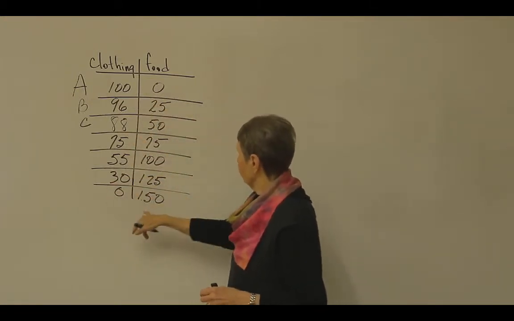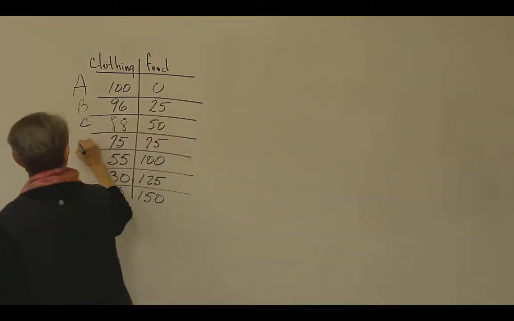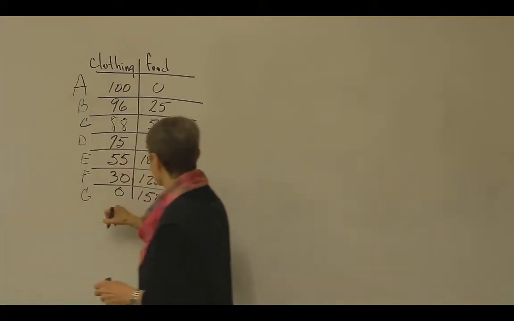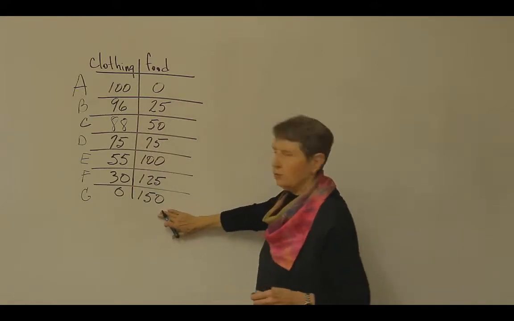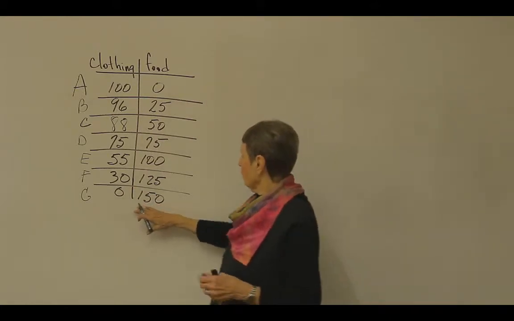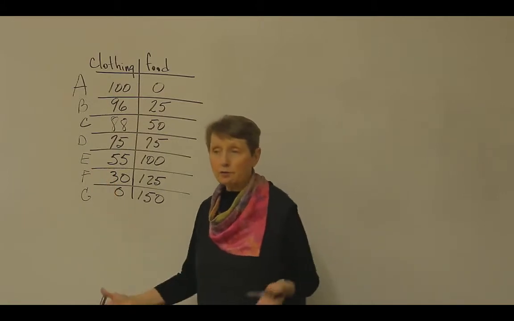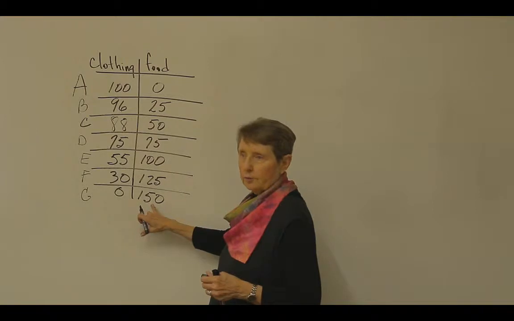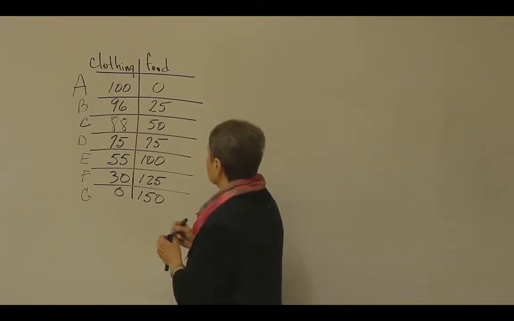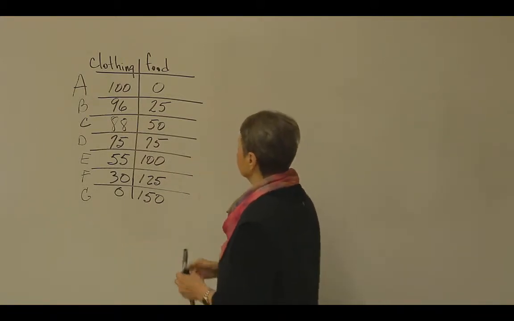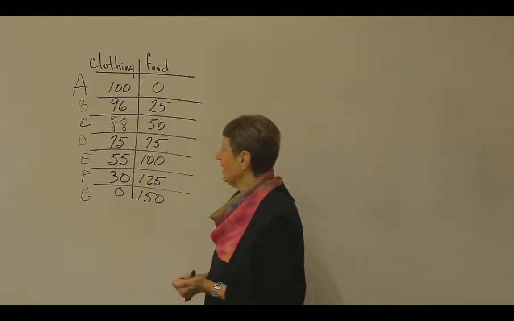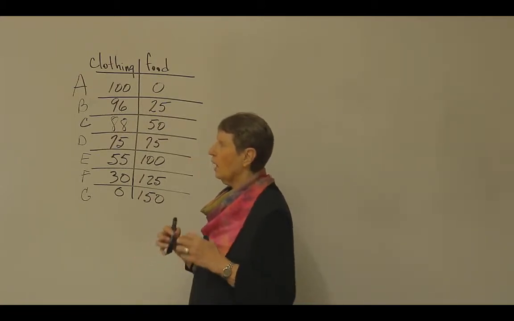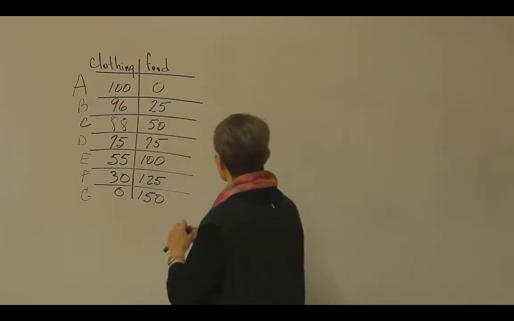In fact, let me label these A, B, C, D, E, F, and G. G has all of the resources in the food industry, which means every time period they could make 150 units of food. But of course they couldn't have any clothing because all of the resources are in the food industry. So what this chart indicates is the cost of moving from one position to another.